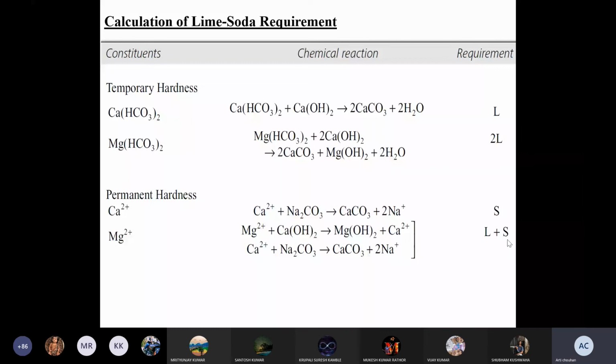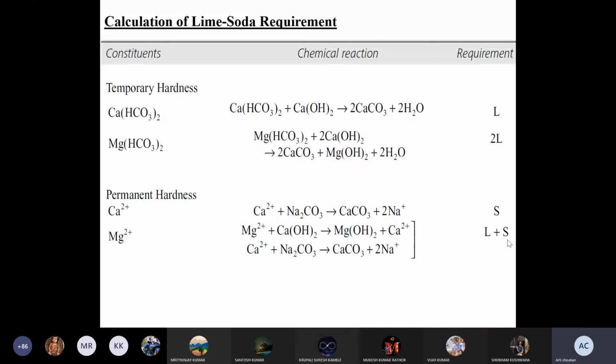So depending on all these, we will be able to calculate the lime and soda requirement, how much quantity of lime and soda is required for that particular softening process. Okay, so these all are the hardness-causing substances. But there may be some different constituents of chemicals present in that water, because the water also has different kinds of dissolved gases and some anions also, so they will also have some chemical reactions.